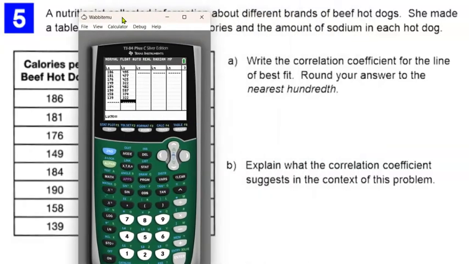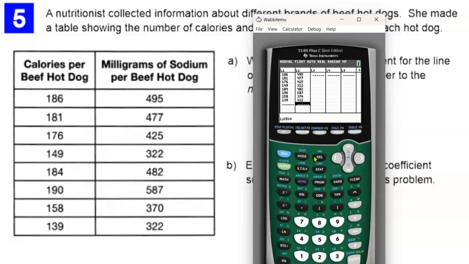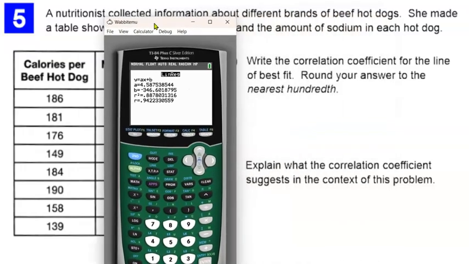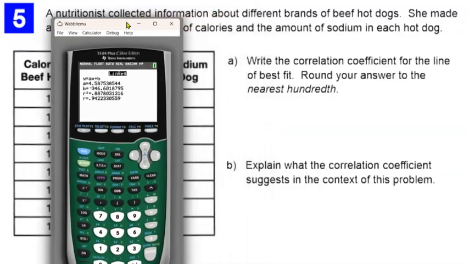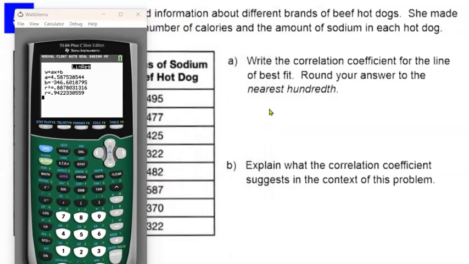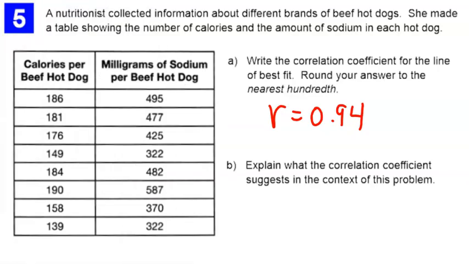Now it asks us to write the correlation coefficient for the line of best fit. So that means we need linear regression. So that's number 4. We press enter 5 times, and the correlation coefficient is right at the bottom. It's the R value, not R squared, the R value. And they want it rounded to the nearest hundredth. So to the nearest hundredth, the R value would be 0.94. And now it wants us to explain what the correlation coefficient suggests in the context of the problem.